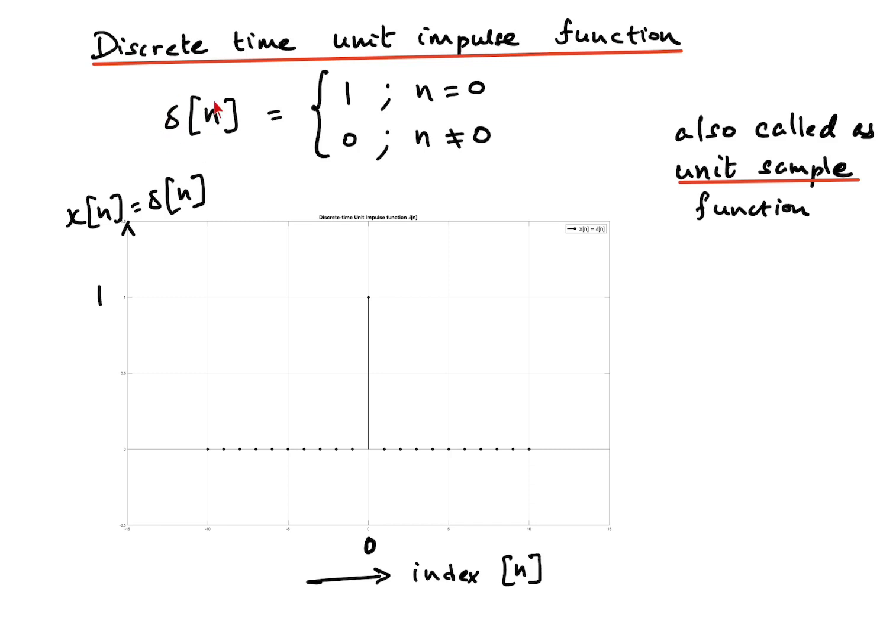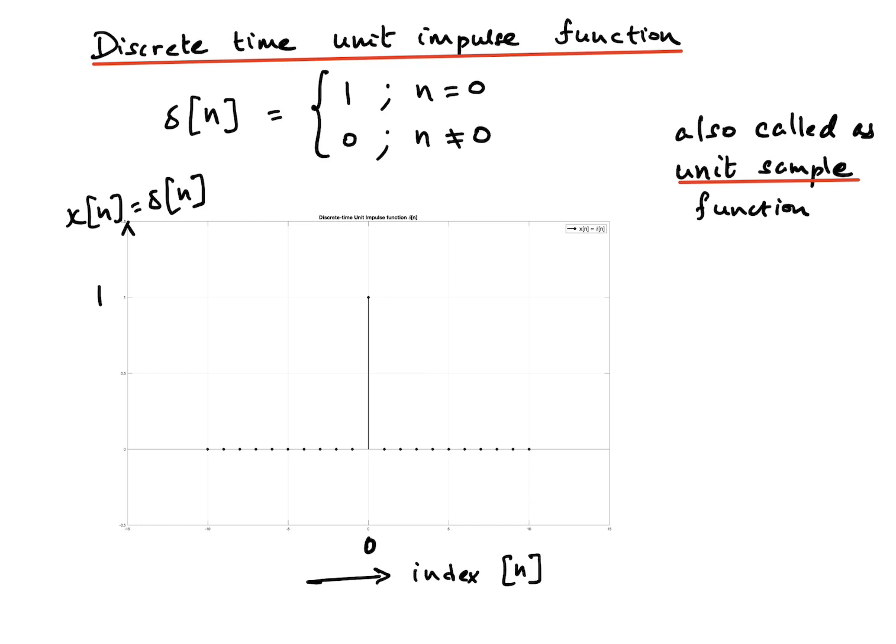In discrete time, we write it as delta of n, and obviously for discrete time, n takes on only integer values. The unit impulse function is also called a unit sample function. So when you say unit impulse or unit sample, it means the same thing, and very often we will use these terms interchangeably. It's an important type of signal that will be used very extensively in this course, so have a clear understanding of this. The impulse function is non-zero only when the index is equal to 0, and for all other values of the index, it takes on a value of 0.